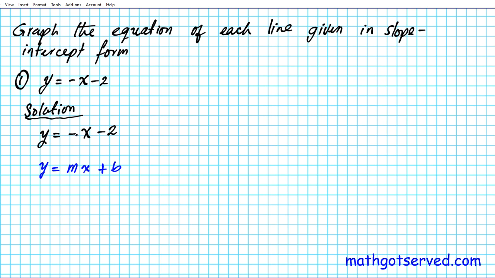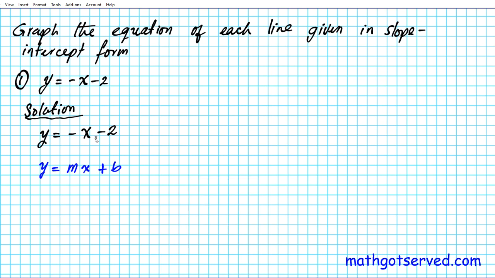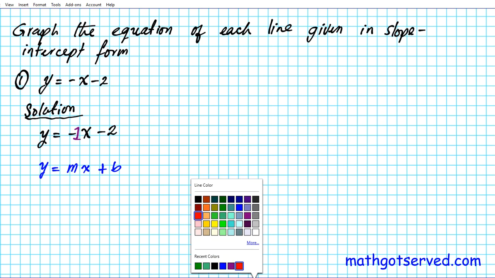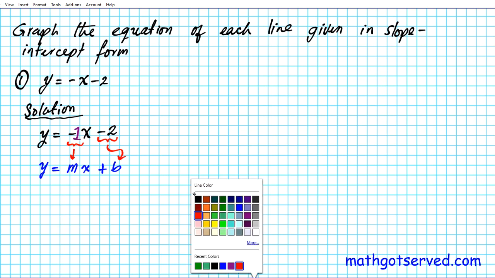Now you notice that there's no number in front of the x, so you have the invisible coefficient there, which is 1. If no coefficient is in front of a variable, the default coefficient is 1. So with this setup, we can see that our slope m is negative 1, and our y-intercept b is negative 2. Let's go ahead and write those down.